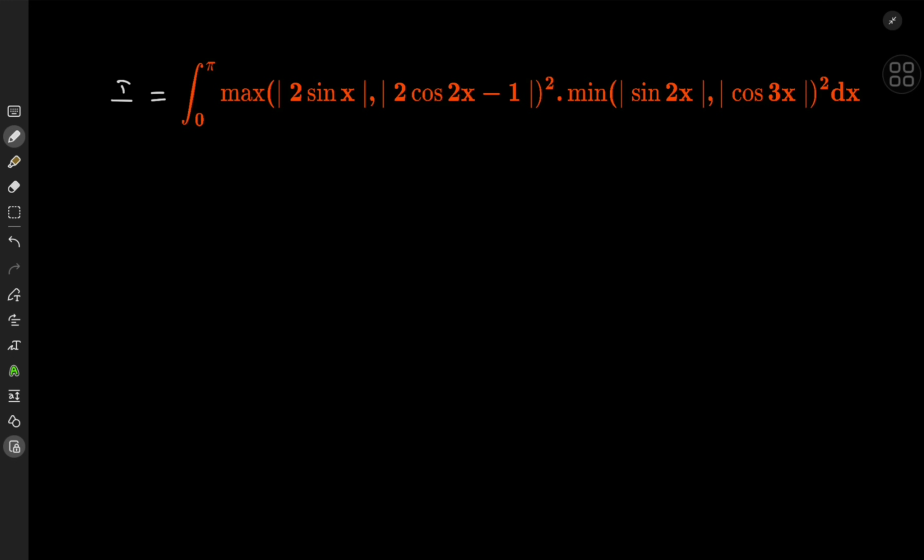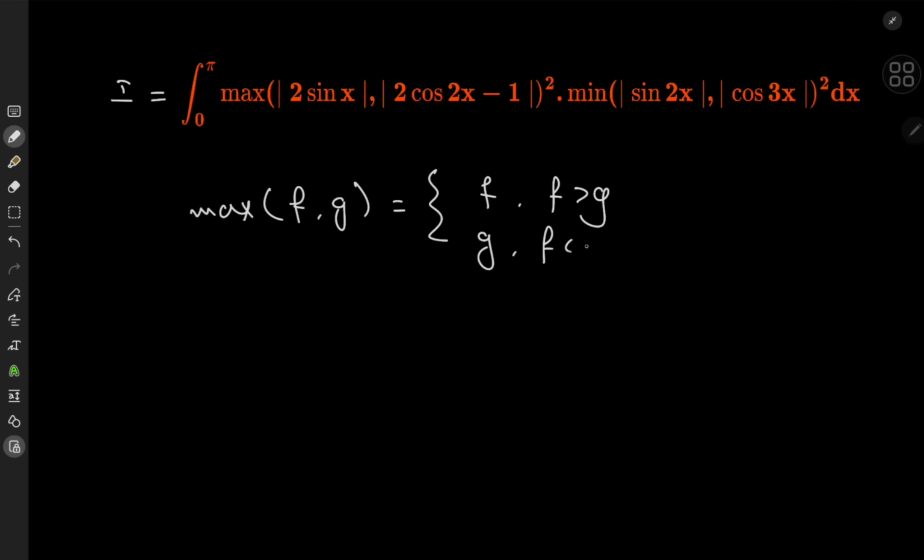The max and min functions, what do they do? Well, max of f and g just returns whichever function is greater on the interval we're talking about. Okay, cool. And the min function would, of course, do the opposite.